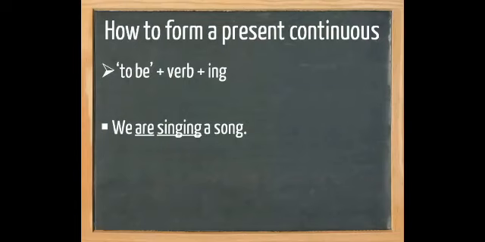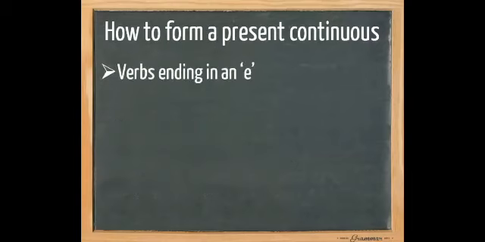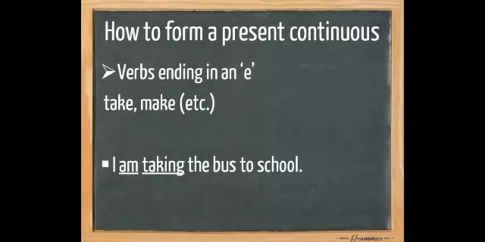We are singing a song. You are doing your homework. They are looking for a hotel. Now we need to pay extra attention to verbs that end in an E, such as take and make. These verbs drop their E. Take a look at the examples. I am taking the bus to school.